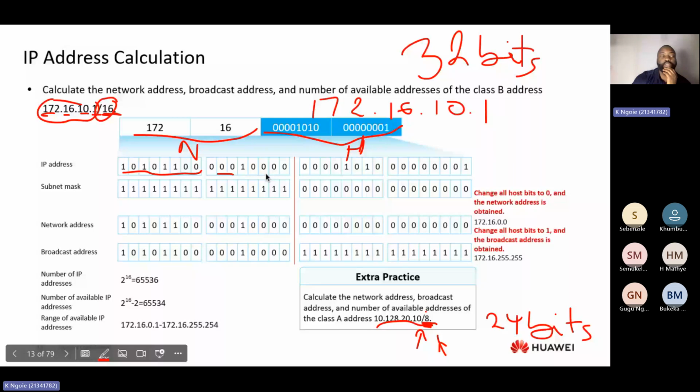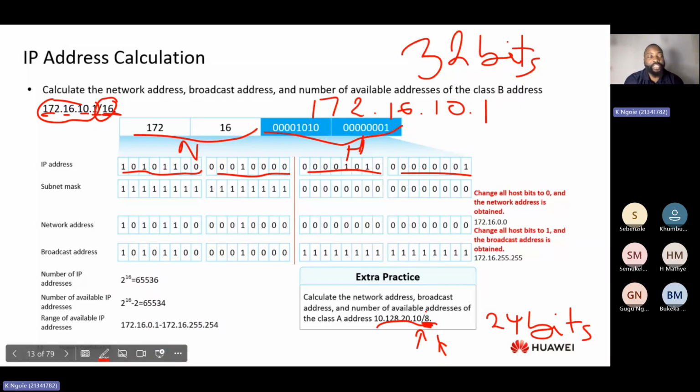Okay. And this is 10 in binary. And obviously, this is 1 in binary. So this is just a conversion of this IP address in binary. All right. So now we have the subnet mask.